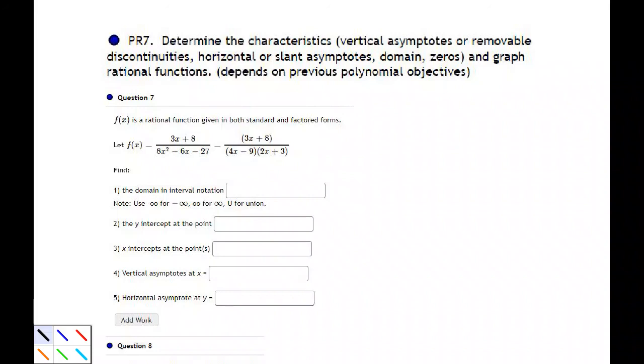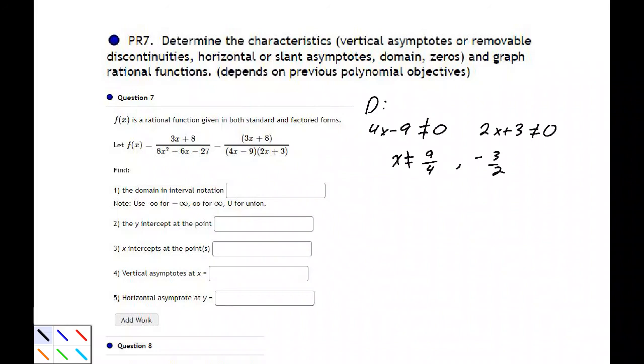All right, now, from our notes, we know that finding the domain is based off of the denominator. So let's take the denominator in factored form and set those equal to 0. So over here, I'm going to find my domain, and that's going to be 4x minus 9 equals 0. Well, 4x minus 9 cannot equal 0, and 2x plus 3 cannot equal 0. So solving those two, we see that x cannot equal 9 over 4, and x cannot equal negative 3 over 2.